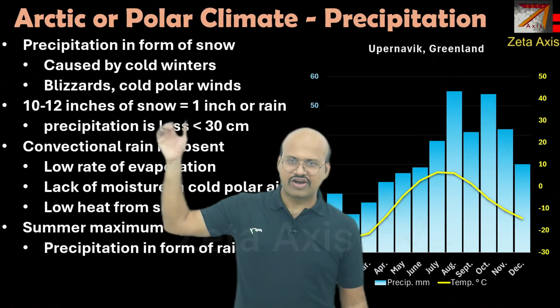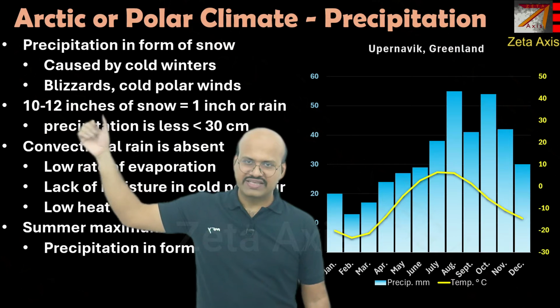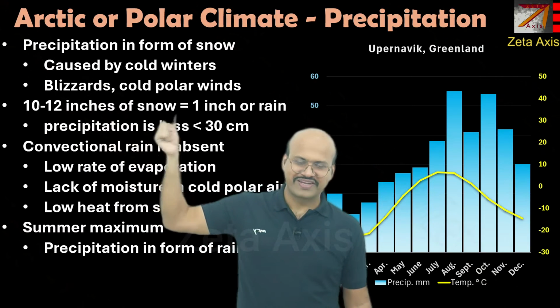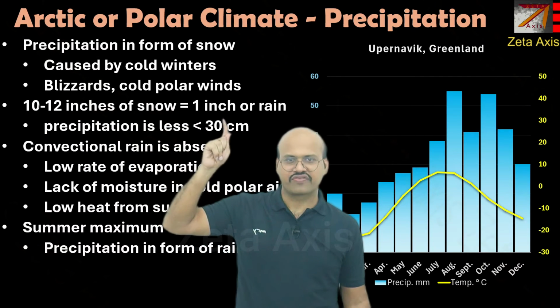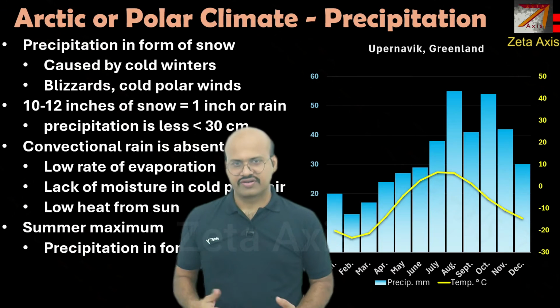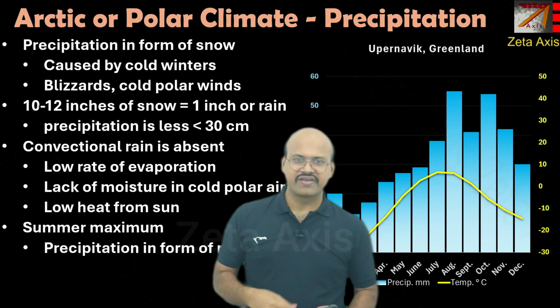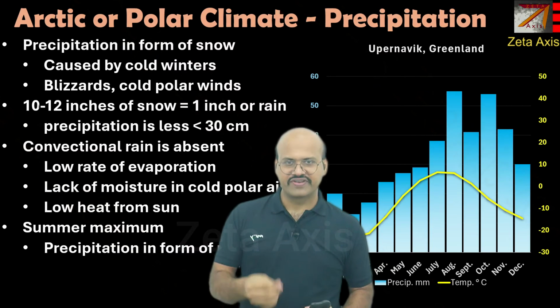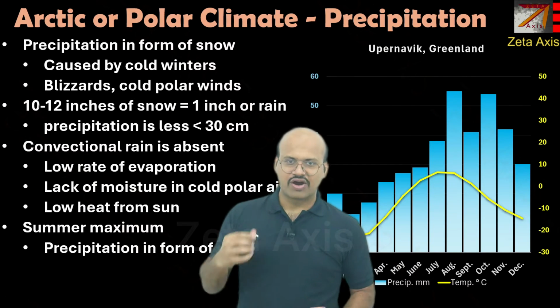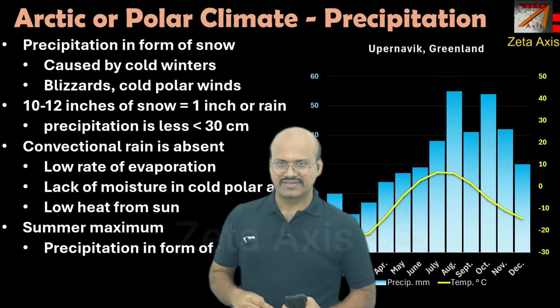So we can see that almost 10 to 12 inches of snowfall, when it melts, forms 1 inch of rainfall. Therefore, the overall precipitation in this region is less, even though the snowfall could be very high. It could be 4 feet, 5 feet, 12 feet. Still, the total amount of precipitation will be less.